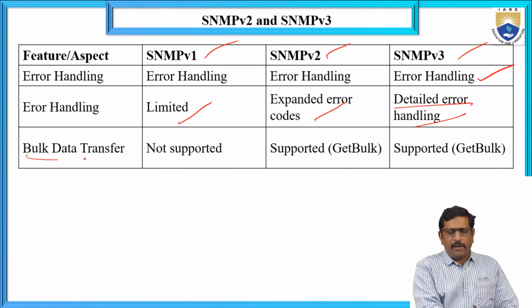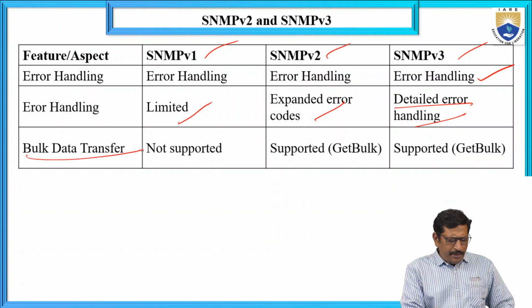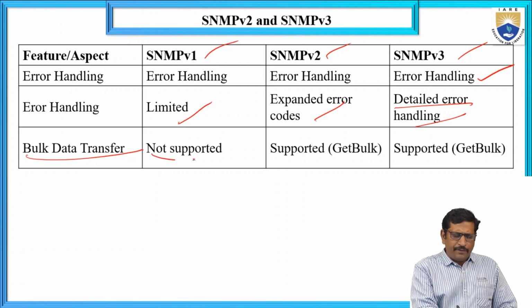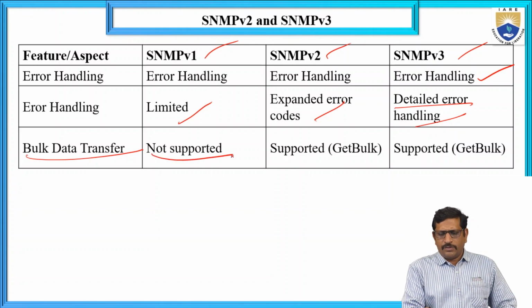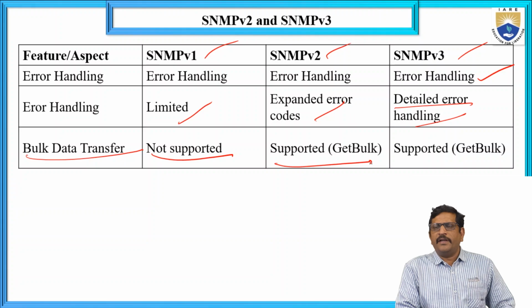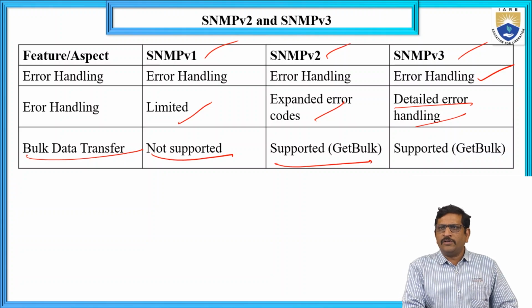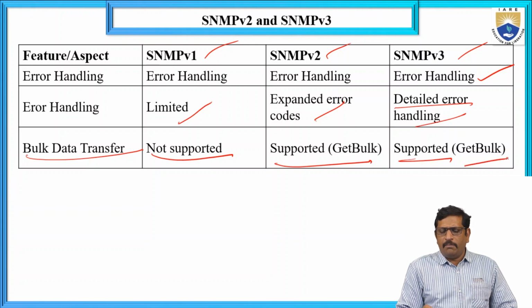In terms of bulk data transfer, SNMPv1 does not support bulk data transfer. SNMPv2 supports bulk data transfer, with the get-bulk operation. Here also it is supported, with get-bulk data.